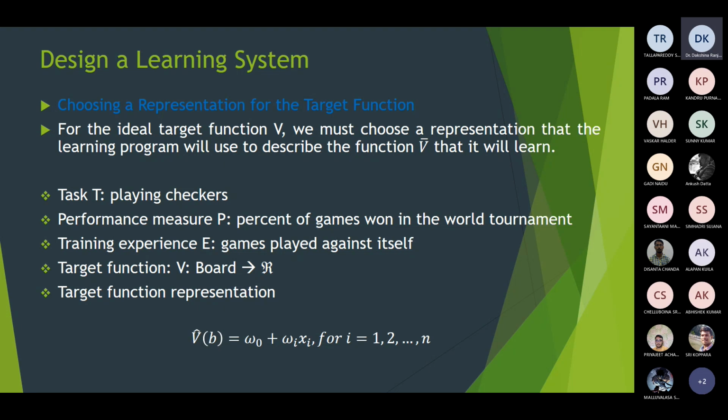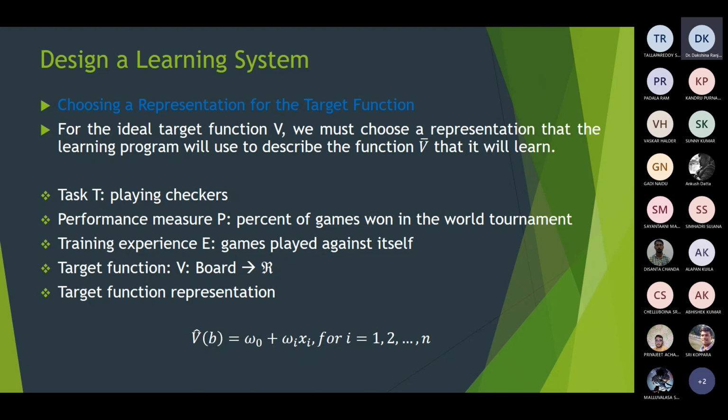Okay, if the set of board states is represented by an R-dimensional feature space, then the target function representation will be represented by V cap of B. Here B is any board state, and V cap is the approximation which is determined from the given board state. This will give us a linear combination of weights and any pieces of red or black. Here W0 is a weight, Wi is a weight, and this is the linear combination of weights and any red or black pieces on the board.